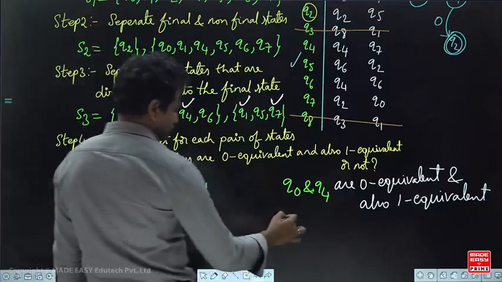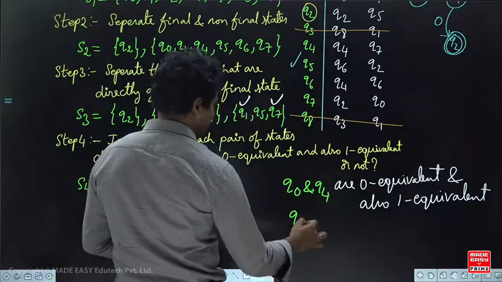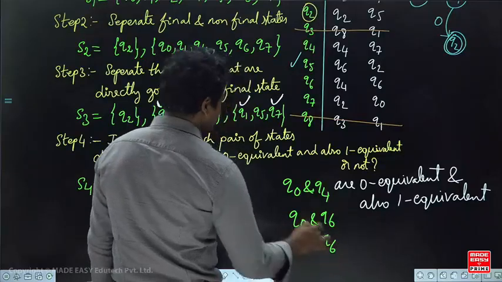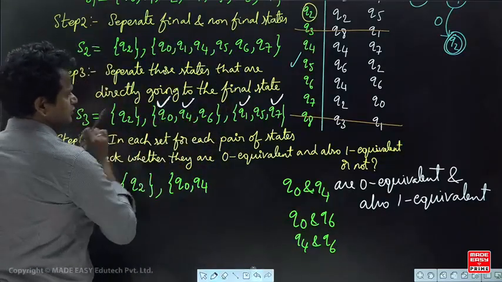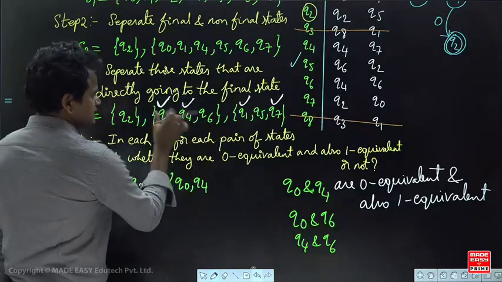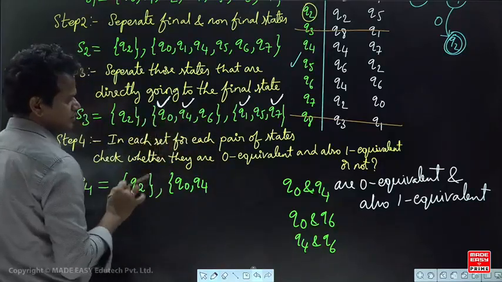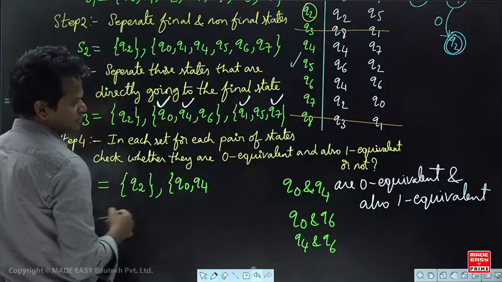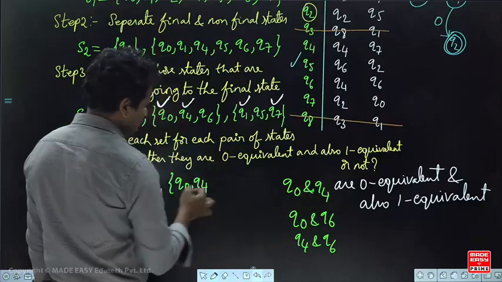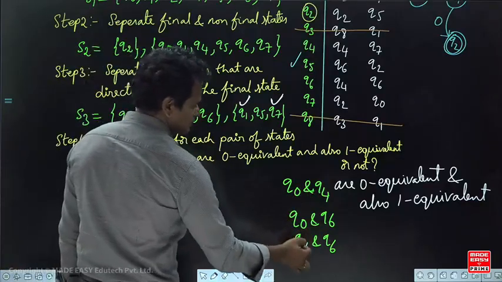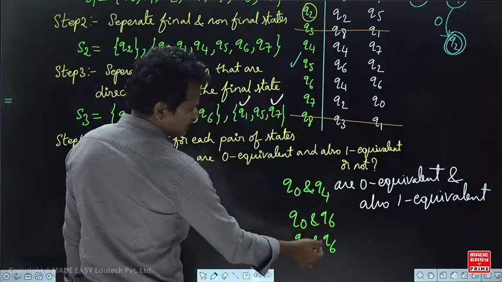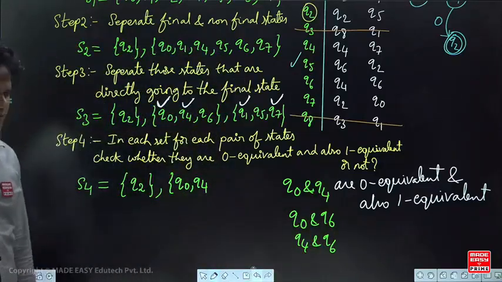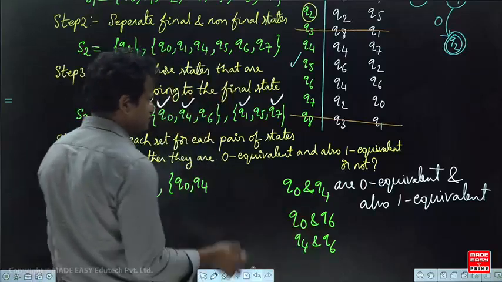Now, I told you we have to check Q0 and Q4, Q0 and Q6, Q4 and Q6, pairwise. Q0 and Q4 we already checked, and both are equal. Then for Q0 and Q6 and Q4 and Q6, instead of checking both of them, you just check either Q0 and Q6 or Q4 and Q6. You can check either one.